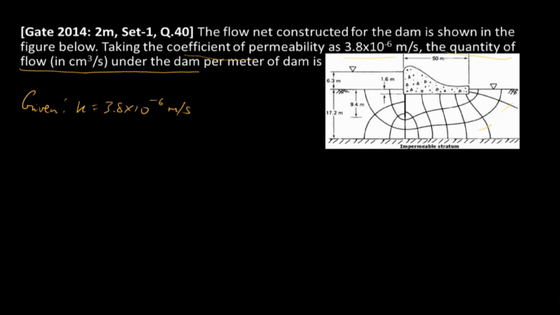And if you see the diagram, this is one flow channel, this is another flow channel, and this one is the third flow channel. So NF, the number of flow channels, is 3, and the number of equipotential drops: this is one equipotential drop, two, 3, 4, 5, 6, 7, 8, 9, 10. So the total number of equipotential drops is 10.